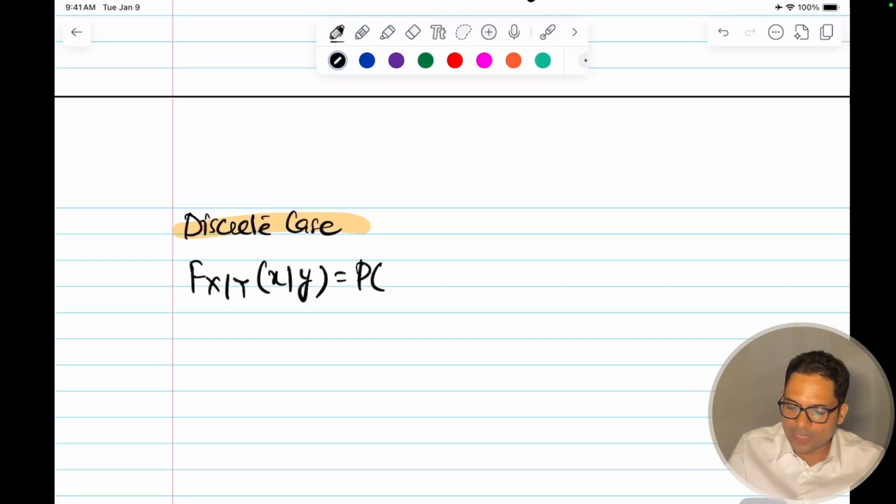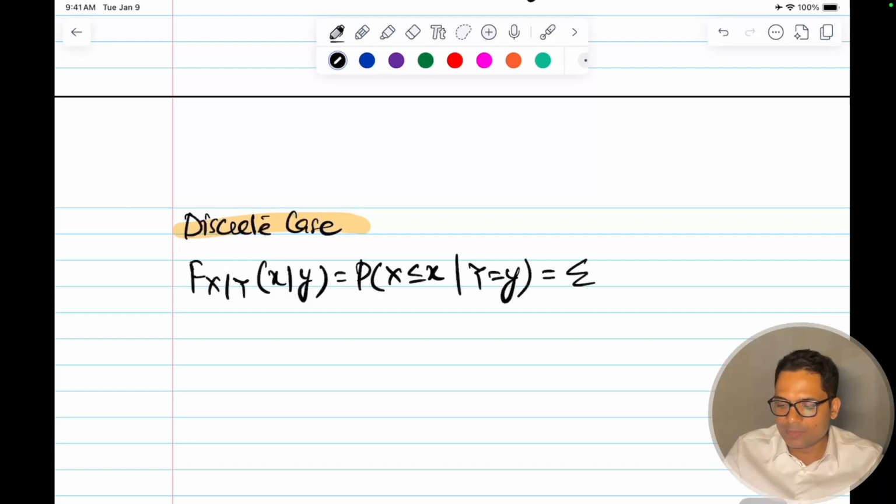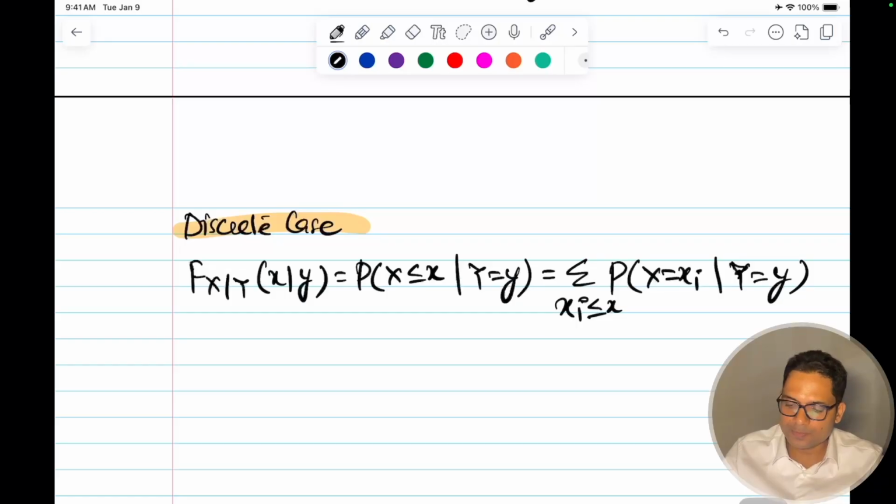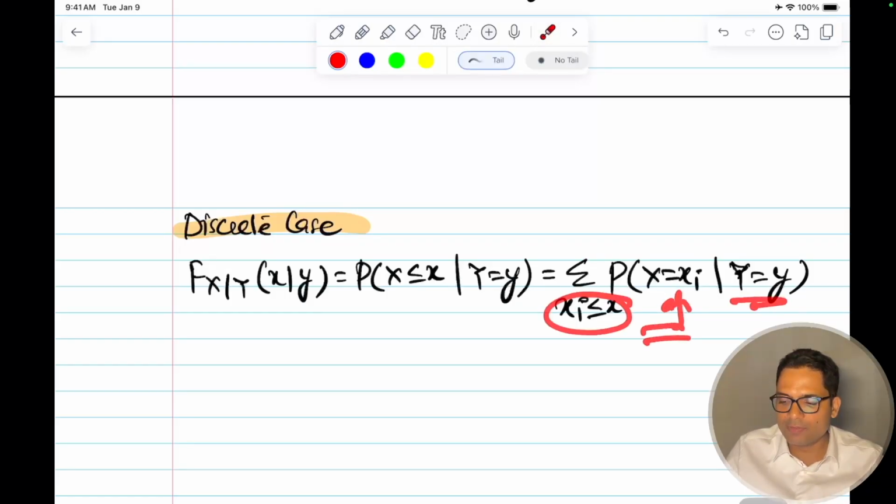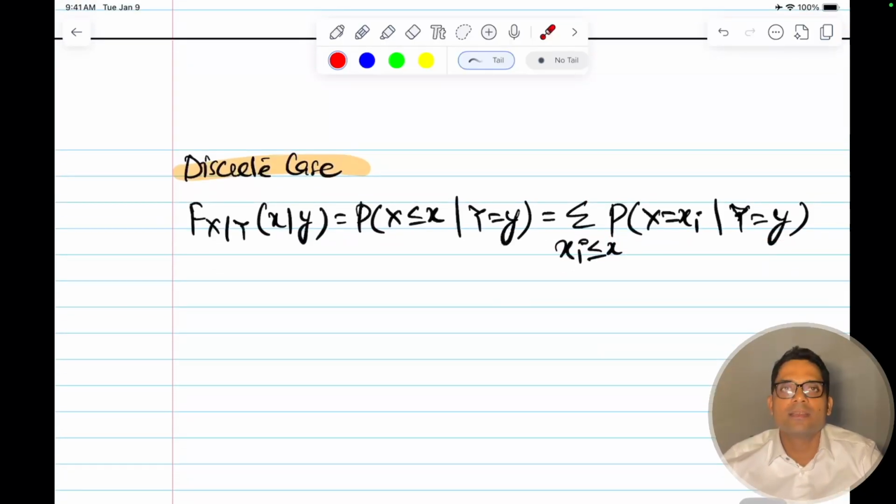So this is the probability of X less than or equal to x given Y is equal to y, where y is fixed. This is equal to the summation over x_i less than or equal to x, only one summation, of the probability that X is equal to x_i given Y is equal to y. So all the possible values of X given y is fixed at y. That has happened. The universe has changed, and this is my limited set now.